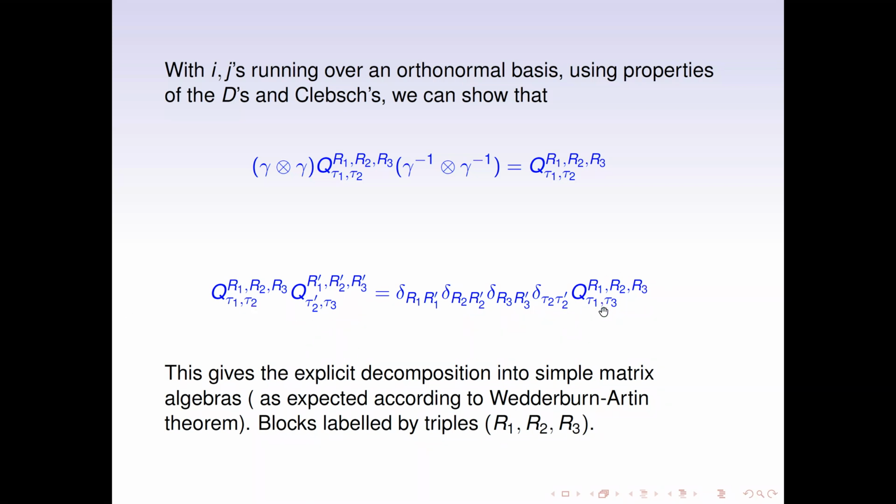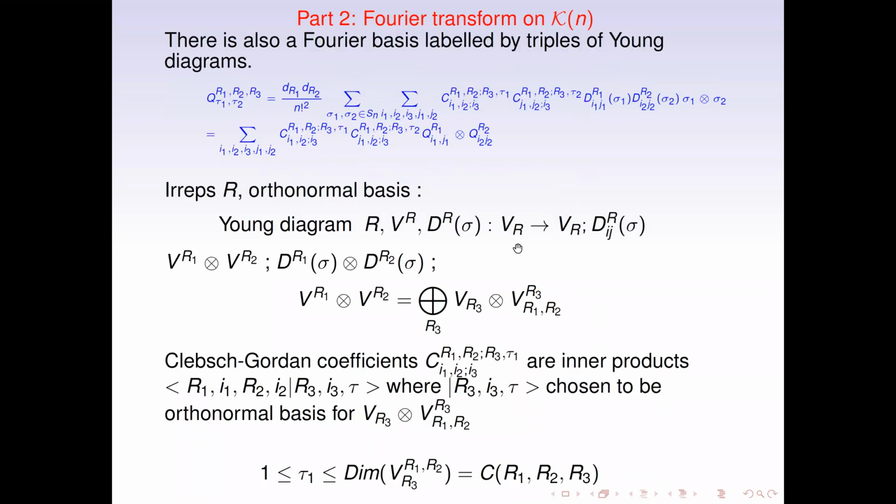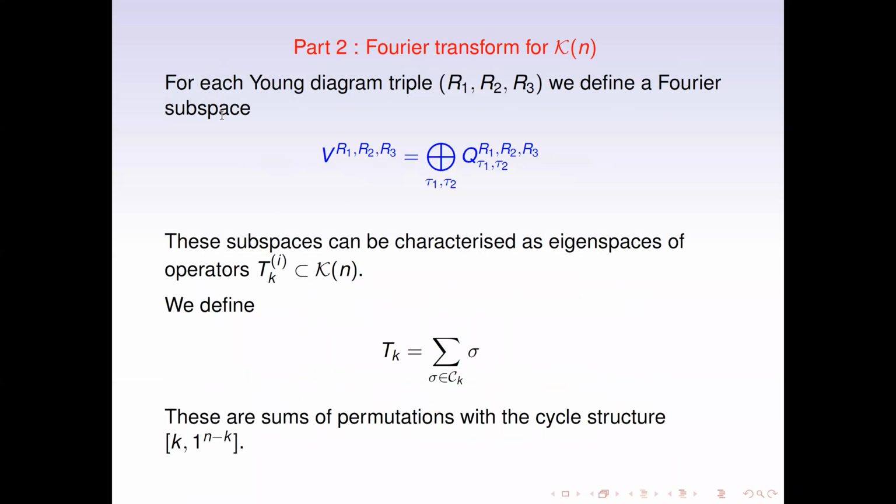So what these Qs essentially are doing, you have a nice associative semi-simple algebra, K of n, and such algebras have a matrix decomposition called Wedderburn-Artin through the Wedderburn-Artin theorem. What this formula is giving you is a concrete decomposition in terms of matrix blocks. So great. So you have these concrete subspaces, Fourier subspaces labeled by triple of Young diagrams. Their dimension is C squared. Tau1 goes from 1 to C squared and so on.